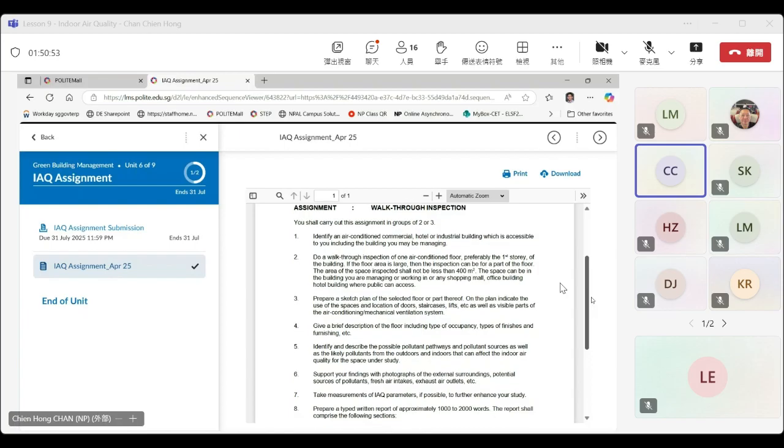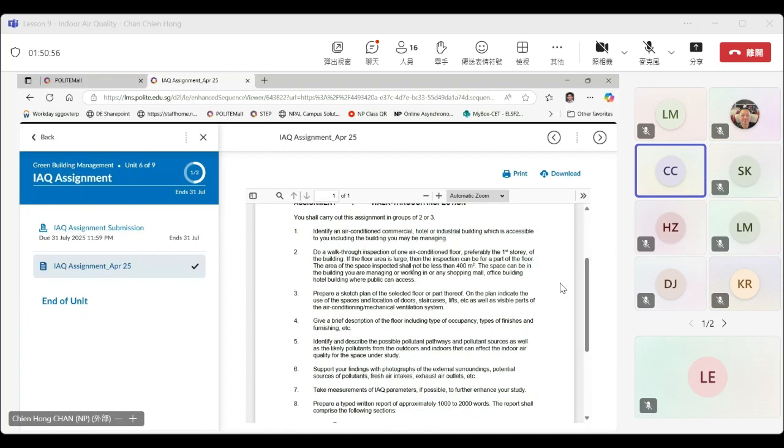And then inspect a part of it. If the floor area is really big, then you just do a part of it. Preferably the space that you're inspecting is not less than 400 square meters. Then look at the space and try to identify some of the issues, for example, the pathways where these pollutants could come in.